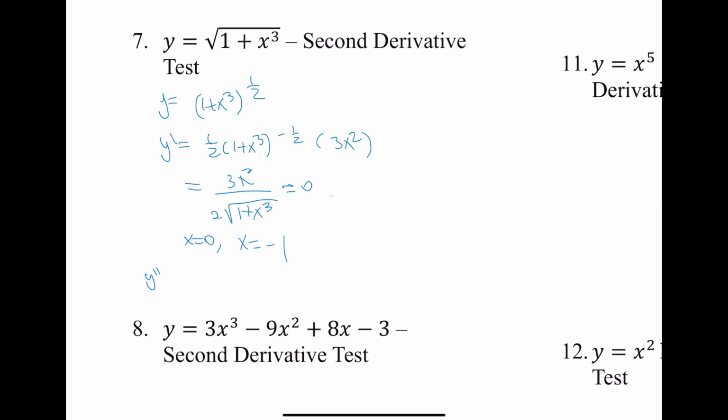Then we're going to do y double prime. For this one, still calculate it yourself. So 6x, I'm going to leave out the 1/2 here, 6x times, how about we do the product rule instead of the quotient rule: negative 1/2 times (1 plus x to the third) to the power of 3 over 2, times 3x squared, times 3x squared, plus 6x times (1 plus x to the third) to the power of negative 1/2.